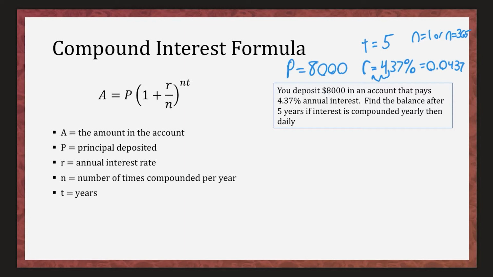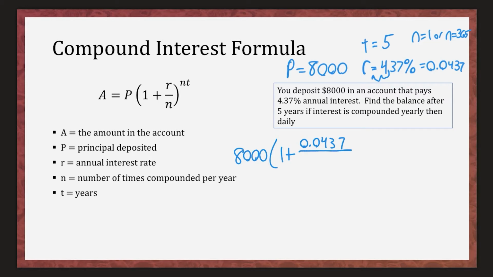So now let's fill out our formula with our known variable values here. A equals P. So our principal is $8,000 times 1 plus our interest rate, which is 4.37%, as a decimal is 0.0437. Always use that decimal value when you're doing these calculations.